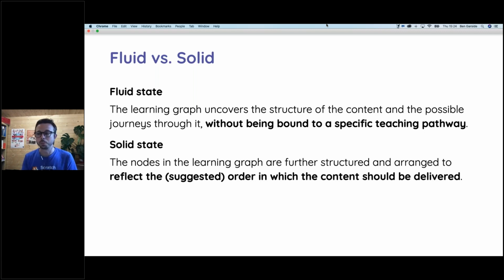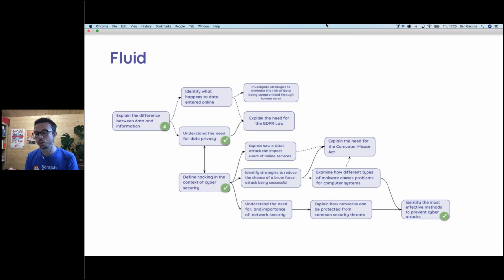without actually looking at the teaching pathway. But once you've done that, you then plan it into a more structured way that's more helpful to inform the teaching and the order in which you would like to teach it. And that's what we call a solid state learning graph. Just to show you an example, these are learning graphs taken from one of our units, which is cybersecurity.